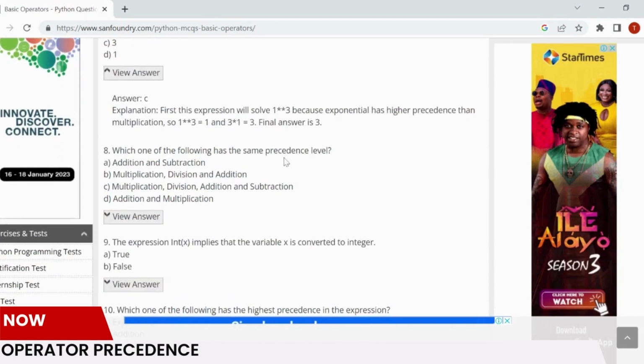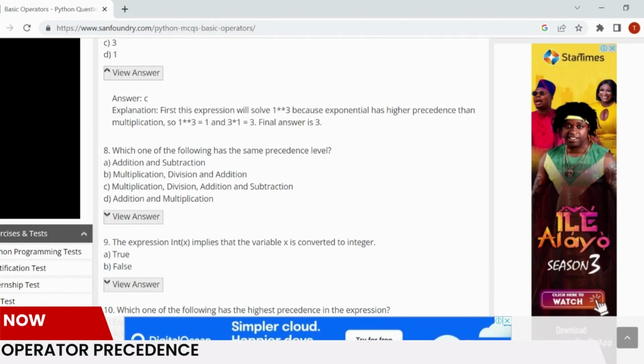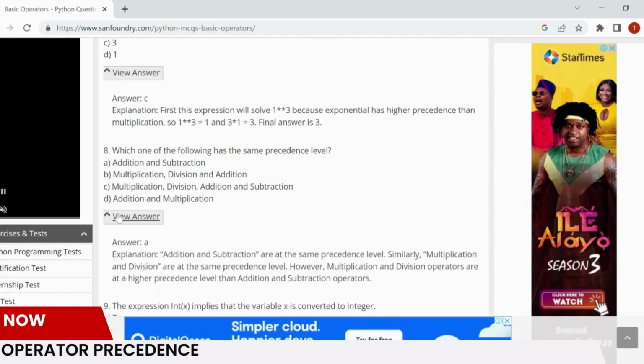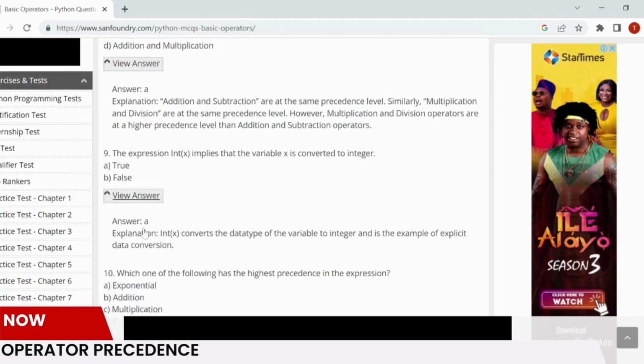Which of the following has the same precedence level? We talked about two groups. We have addition and subtraction, then we have multiplication and division having the same precedence level. For this, the only right combination here that I can see is addition and subtraction. So this answer is A. The expression int(x) implies that the variable x is converted to integer. I've not really talked about type conversion, but yes, this is used to convert whatever value you pass into this bracket to integer value. So this is true.